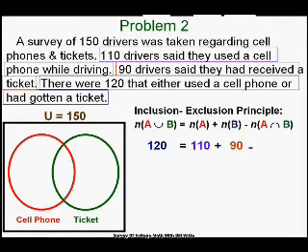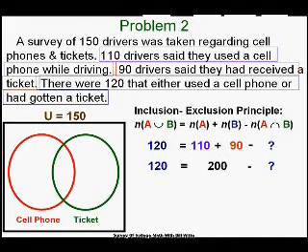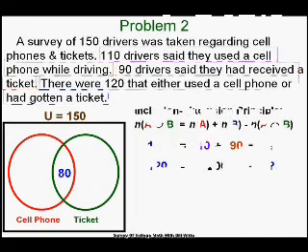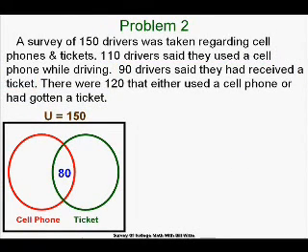They didn't give me the intersection, because that's what I want to know. But I can use this principle to find it. And once I find it, I'm in Fat City. Well, let's see. 120 equals 110 plus 90, or 200, minus X. That's got to be 80, doesn't it? Wow. There you go. The inclusion-exclusion principle saved me. Because once I know that's 80, now I use my secret weapon.